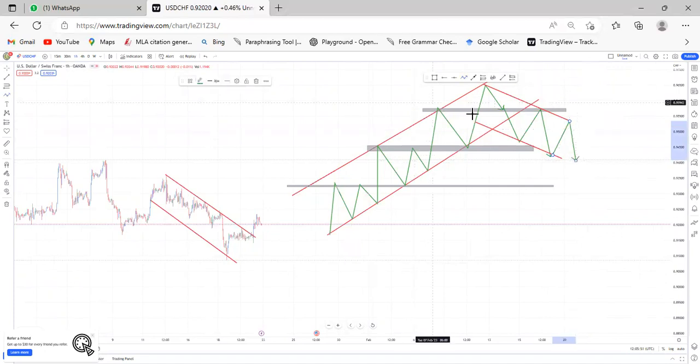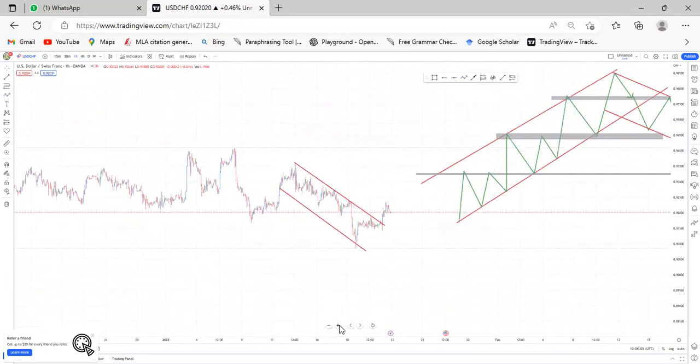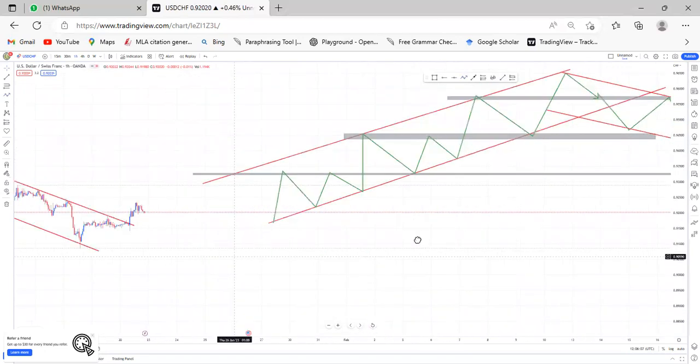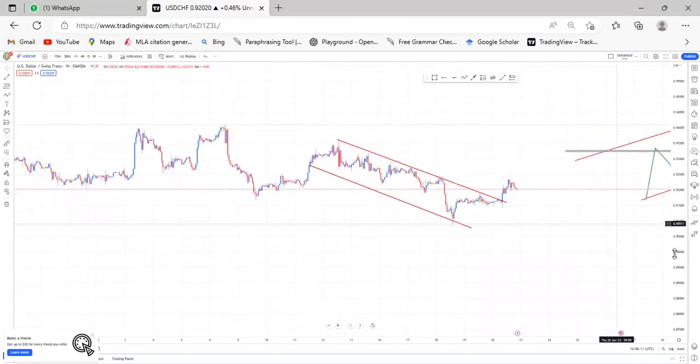I hope now you have understood when the market forms this pattern, it is called the head and shoulders. You can see the head, the left shoulder, and the right shoulder. So it's called the head and shoulders. Back to the chart. Now, as you can see on the real chart, let me explain.